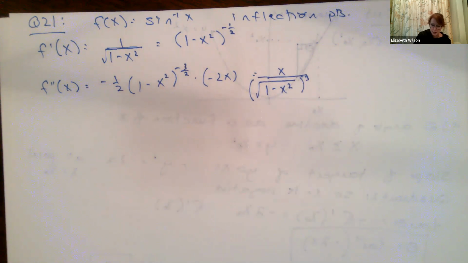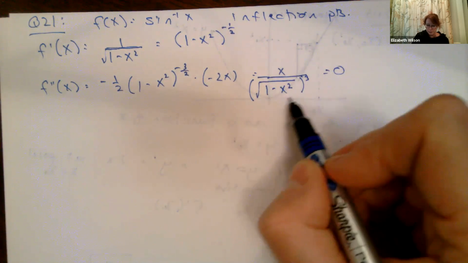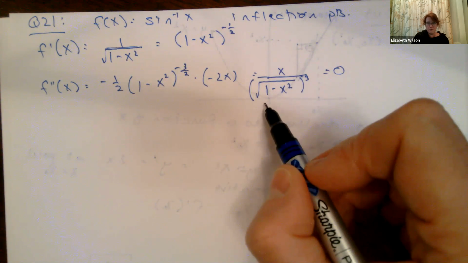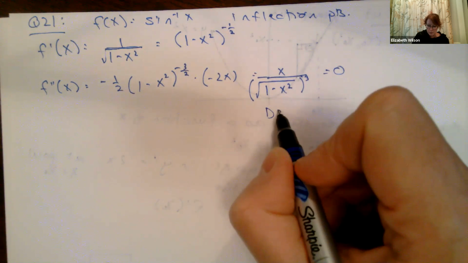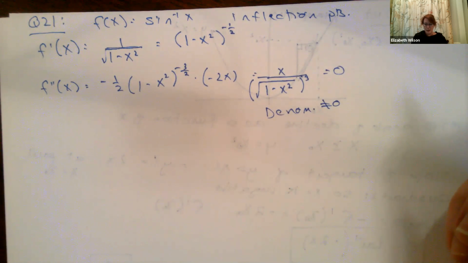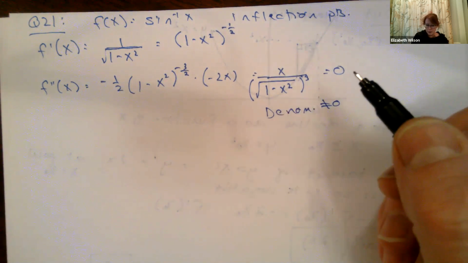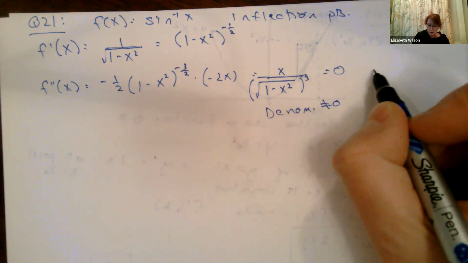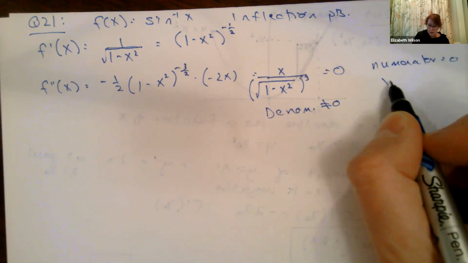So for the inflection points, I have to set this equal to 0 and solve for x. Be careful. I'm used to thinking I've got to figure out all my different factors, but the denominator cannot be equal to 0. I can't set 1 minus x squared equal to 0 and solve, because that would give a divide by 0 error, and I don't want to introduce that. So we're just looking at where the numerator is equal to 0, and that happens when x is equal to 0.